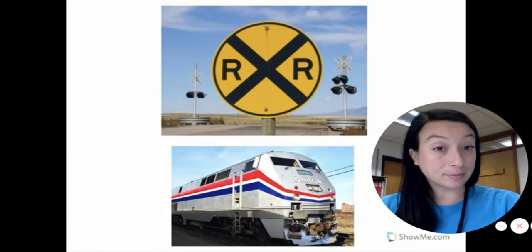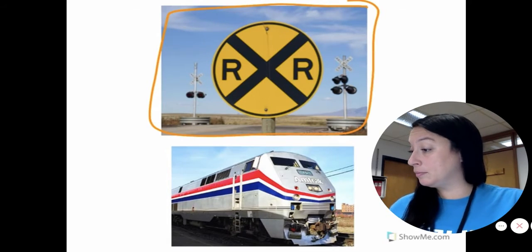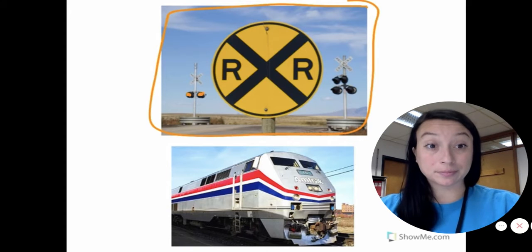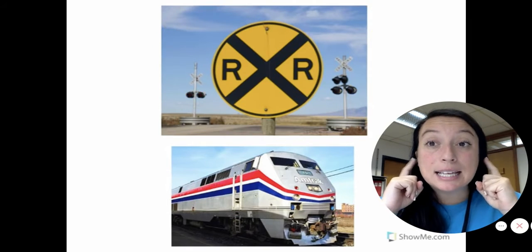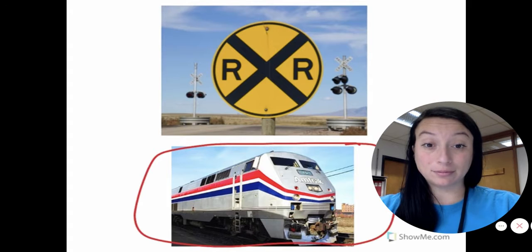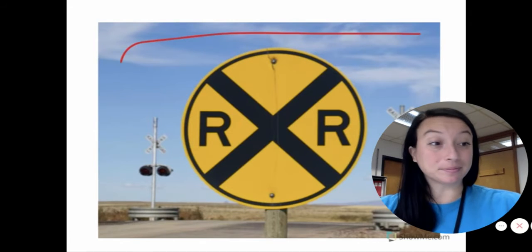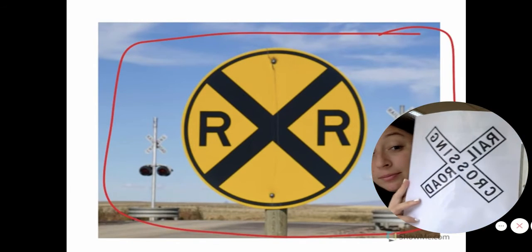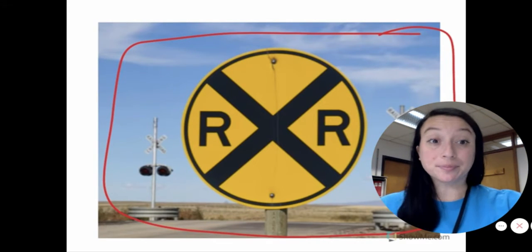If you see a railroad crossing and the signal lights are flashing on and off, that means watch out. Use your eyes and your ears to stay safe. A train is coming. Railroad crossing. That means be careful and watch out for oncoming trains.